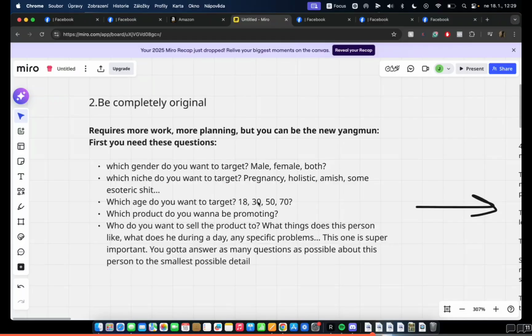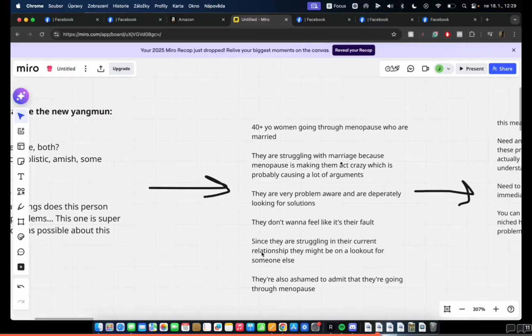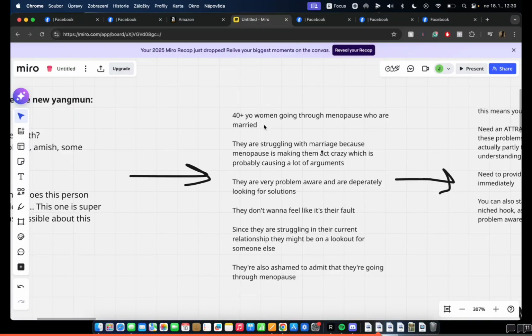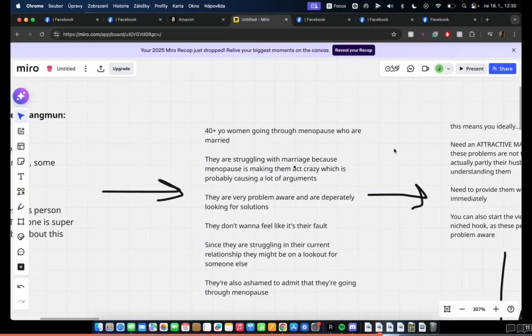You're going to make proper customer research. You're going to answer all these questions: what these people do, what specific problems they have, and then you're going to think of the perfect character that would fit these people. So I'm going to give you an example of 40-year-old women going through menopause who are married. They are struggling with marriage because menopause is making them act crazy, which is causing a lot of arguments.